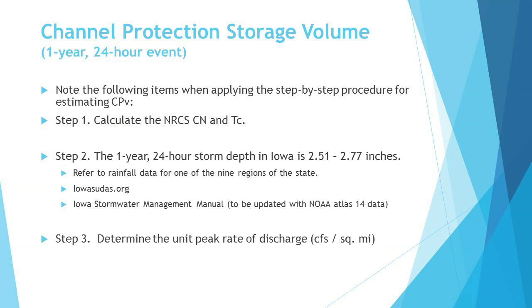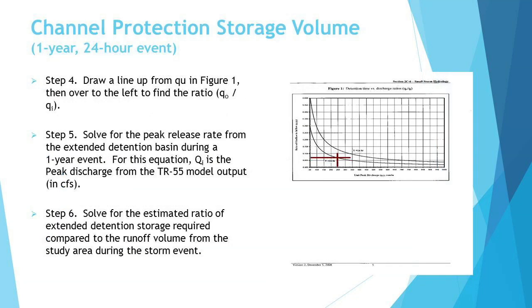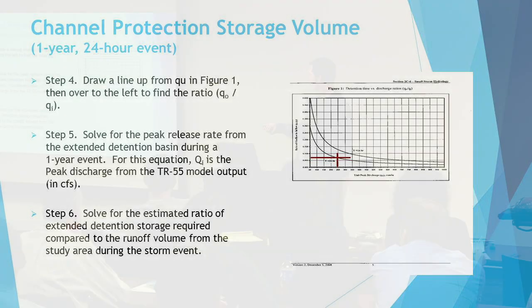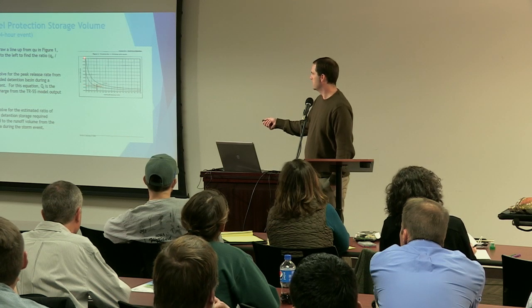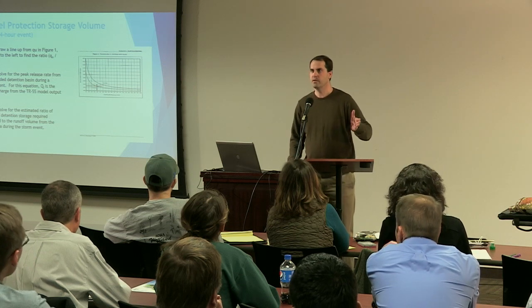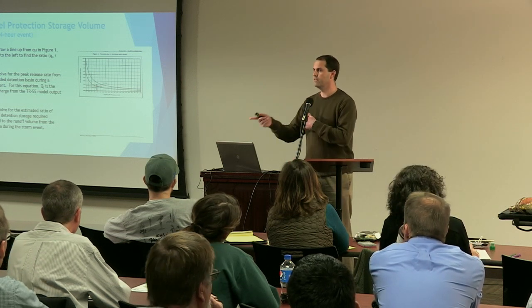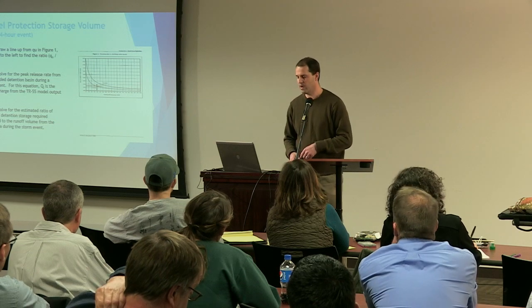The third step is we're going to determine the unit peak rate of discharge. The fourth step, and I'm going to walk through an example of this in a second, so don't think that I'm leaving you hanging, going through this too fast, is we're going to use this chart to figure out what our release rate is. We do that by drawing a line up from that unit peak rate of discharge to our 24-hour curve. And then we draw it back over to this left column that has the ratio of the outflow versus inflow that's allowed for that 24-hour release rate.